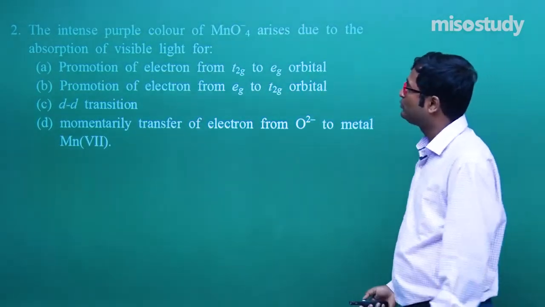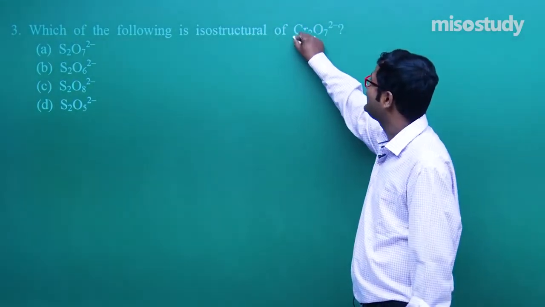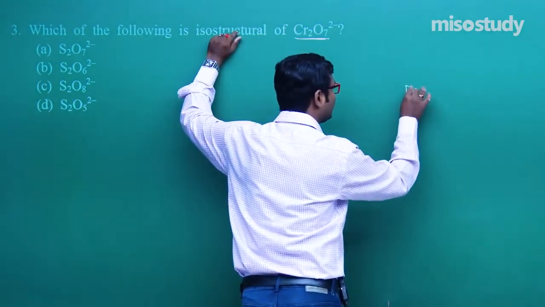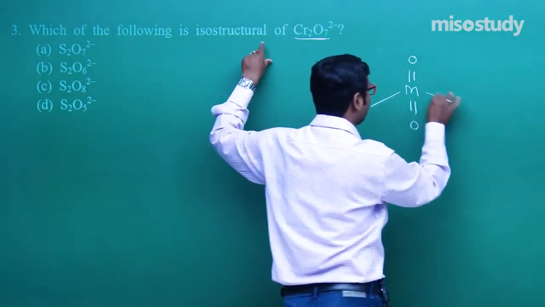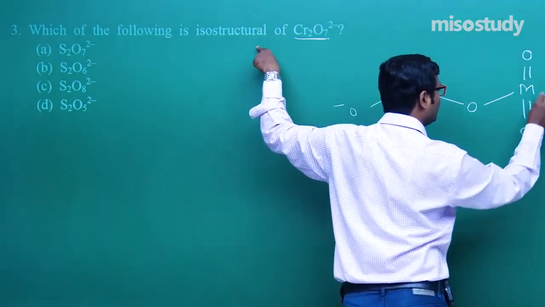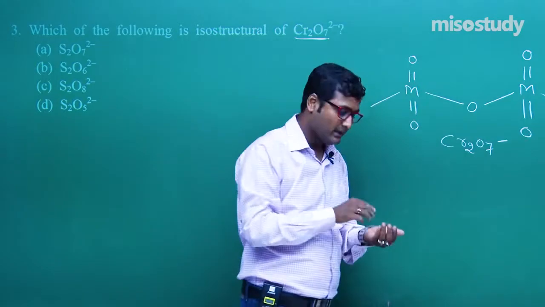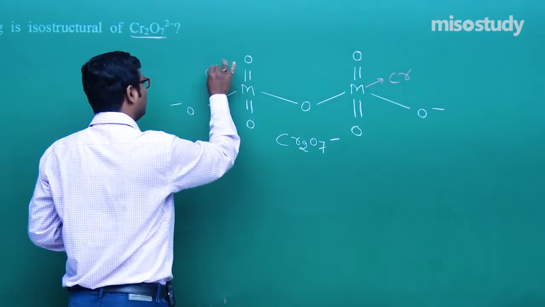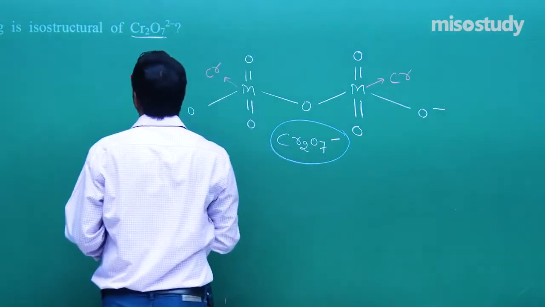Now let's move to the next question. Which of the following is isostructural with Cr2O7? First of all, check it out. The structure of Cr2O7 2 minus has O minus, Cr double bonded to O, and O minus. This is the structure of Cr2O7. Clear? Put Cr here, put also Cr here. Clear to you? Now compare which one has the same structure as Cr2O7.